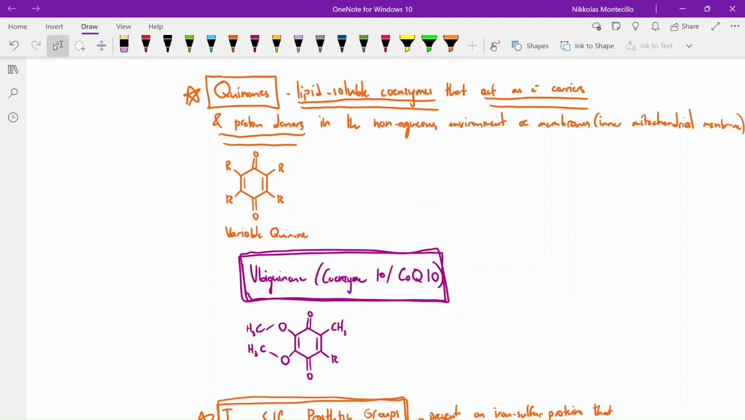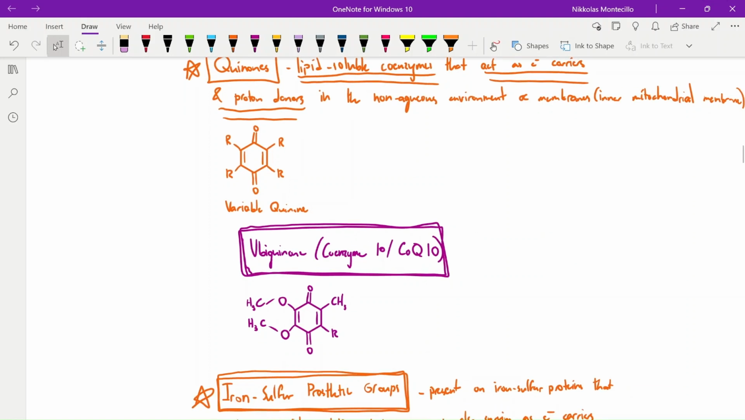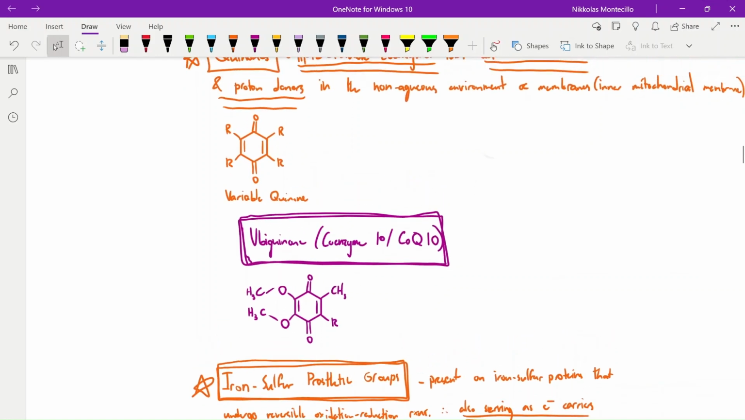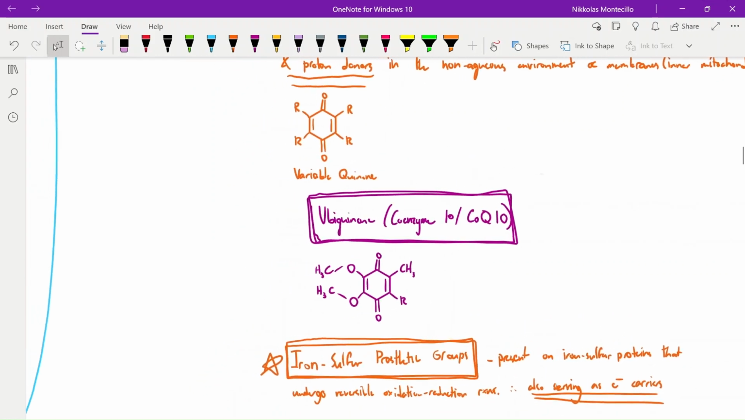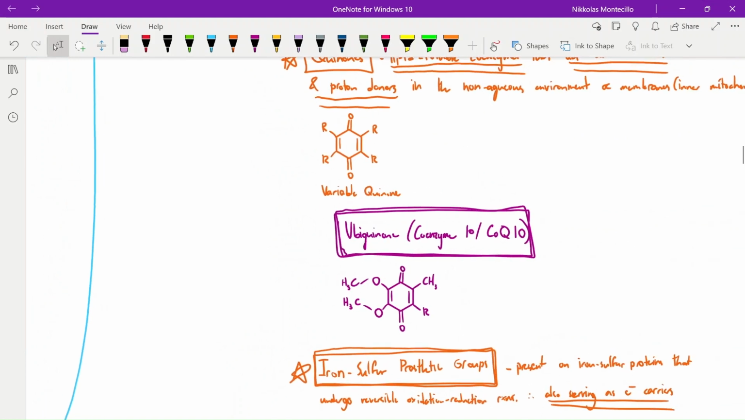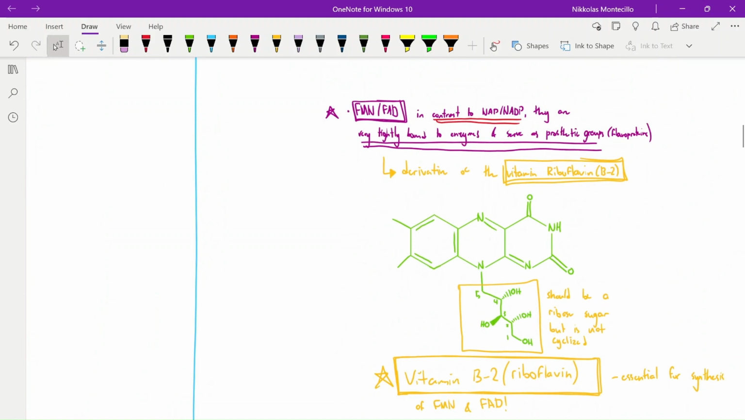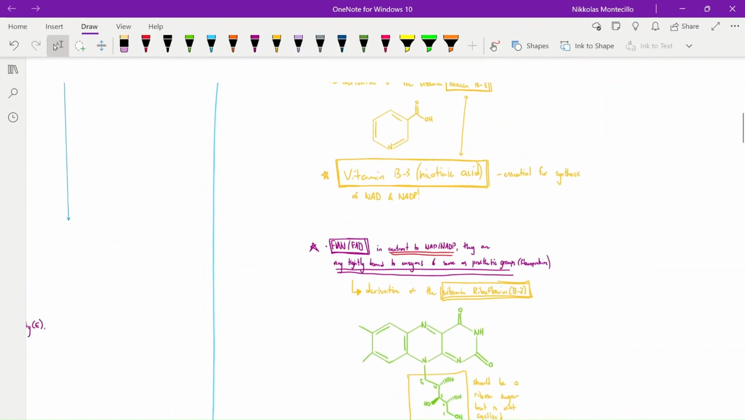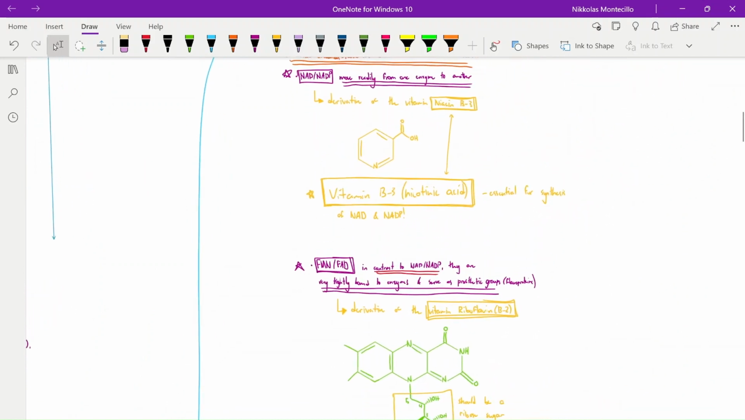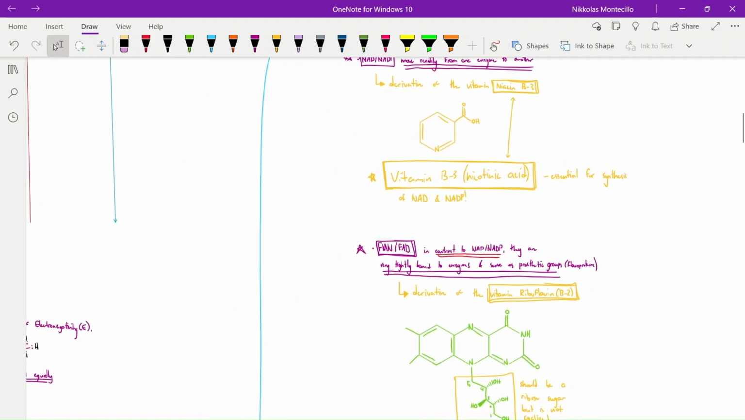Iron-sulfur prosthetic groups are present on iron-sulfur proteins that undergo reversible oxidation-reduction reactions and therefore also serve as electron carriers. There will be plenty more examples shown later down. But for now, I want to look deeper at these two molecules, NAD and FAD.